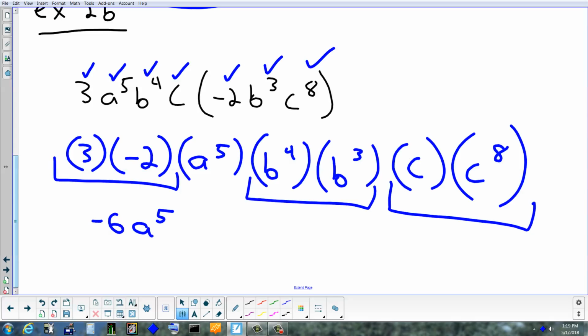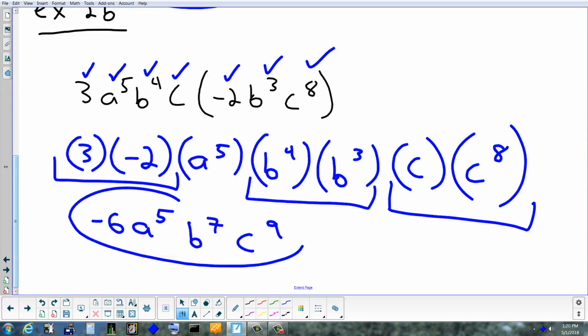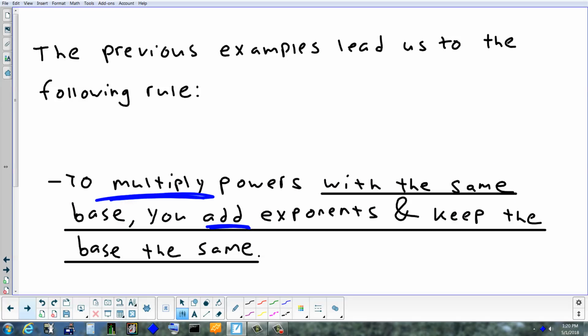How about the b's? B to the 7th. 4 plus 3 gives me 7. And what about the c's? C to the 9th. You don't have to put the 1, but you better remember to write 1 plus 8 and put 9. And that's 2B. Any questions on that one?